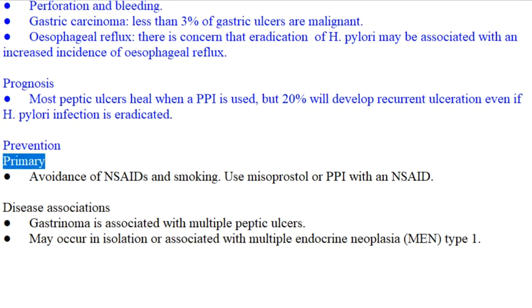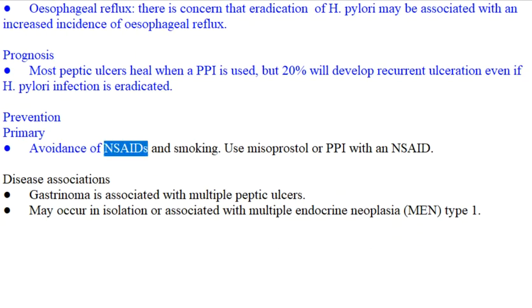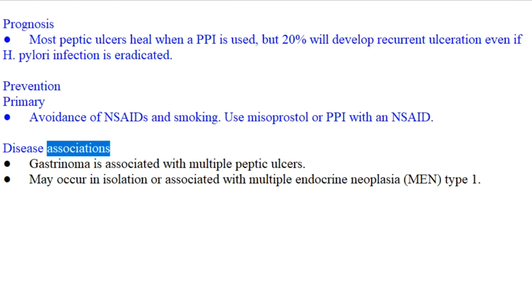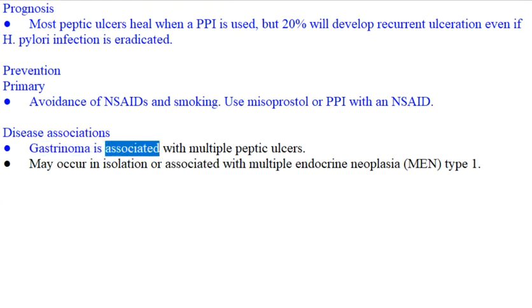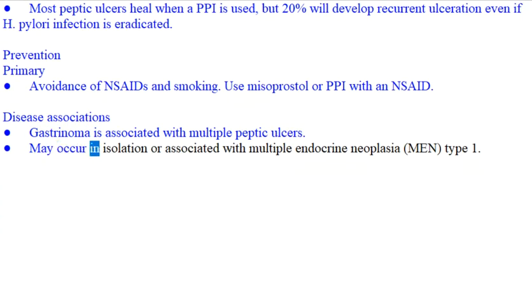Prevention. Primary: avoidance of NSAIDs and smoking. Use misoprostol or PPI with an NSAID. Disease associations: gastrinoma is associated with multiple peptic ulcers. It may occur in isolation or associated with multiple endocrine neoplasia, MEN, type 1.